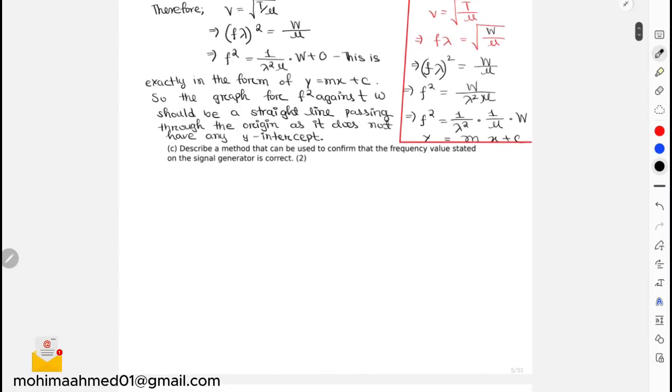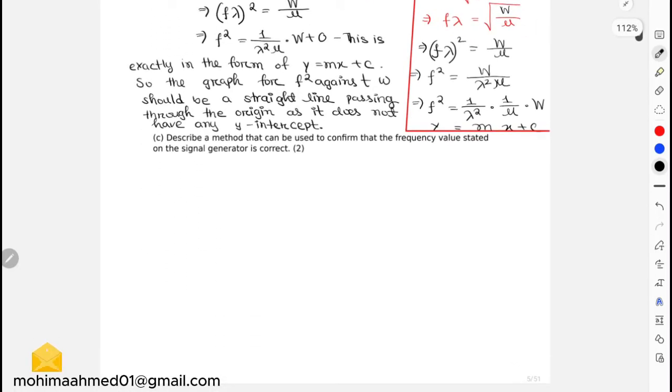Okay, then let's move on to the second part. Describe a method that can be used to confirm that the frequency value stated on the signal generator is correct. Okay, now this is again a repetitive question. In order to measure the frequency of any stated value, I will use a cathode ray oscilloscope, because from the cathode ray oscilloscope, the x-axis will give you the time period for one complete wave, and then I can use the equation f equals to 1 over T to calculate the final frequency to confirm whether the stated frequency is true or not.